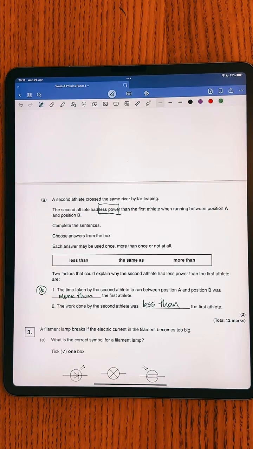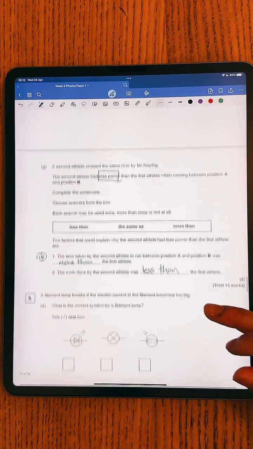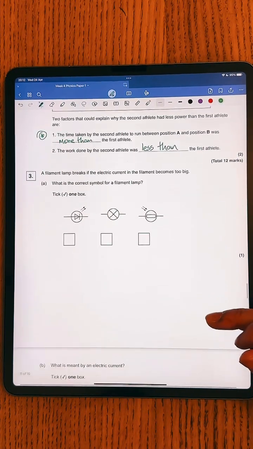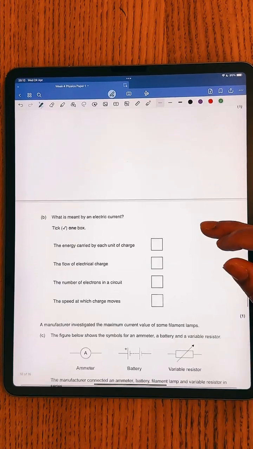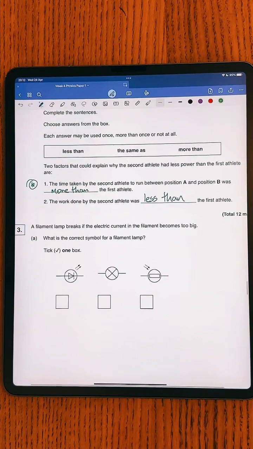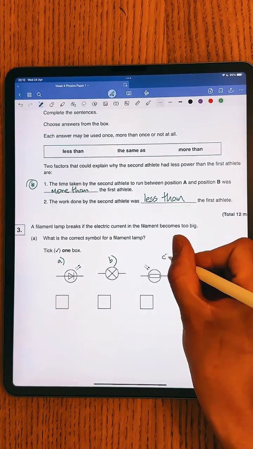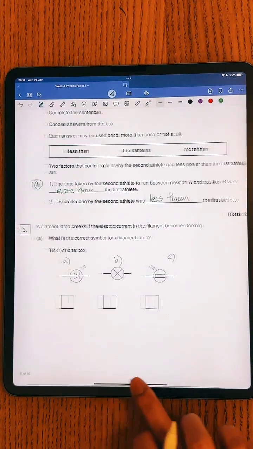Let me carry on. Next question. So this one's all to do with circuits, it looks like. What's the correct symbol for a filament lamp? Which one do you guys think it is? A, B, or C? Write it down in the comments and I'll get the notes up while you do that.